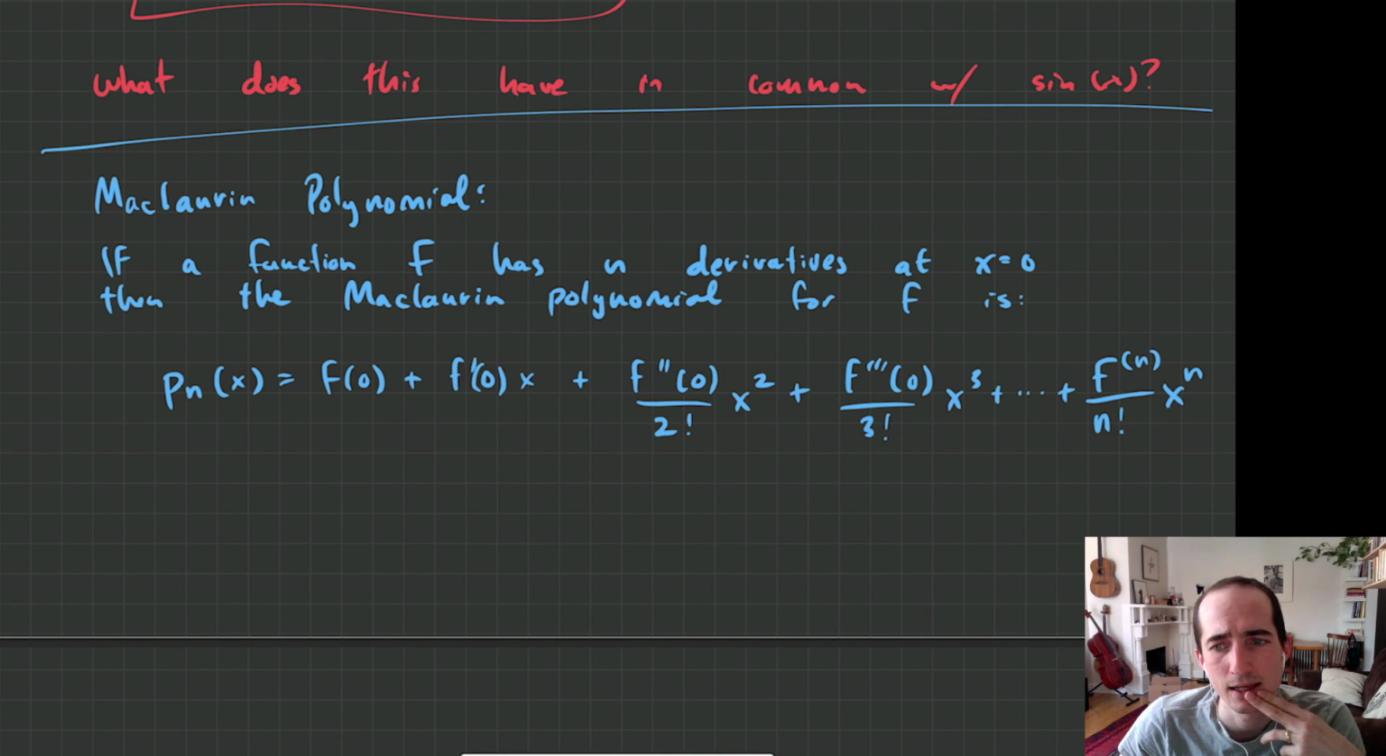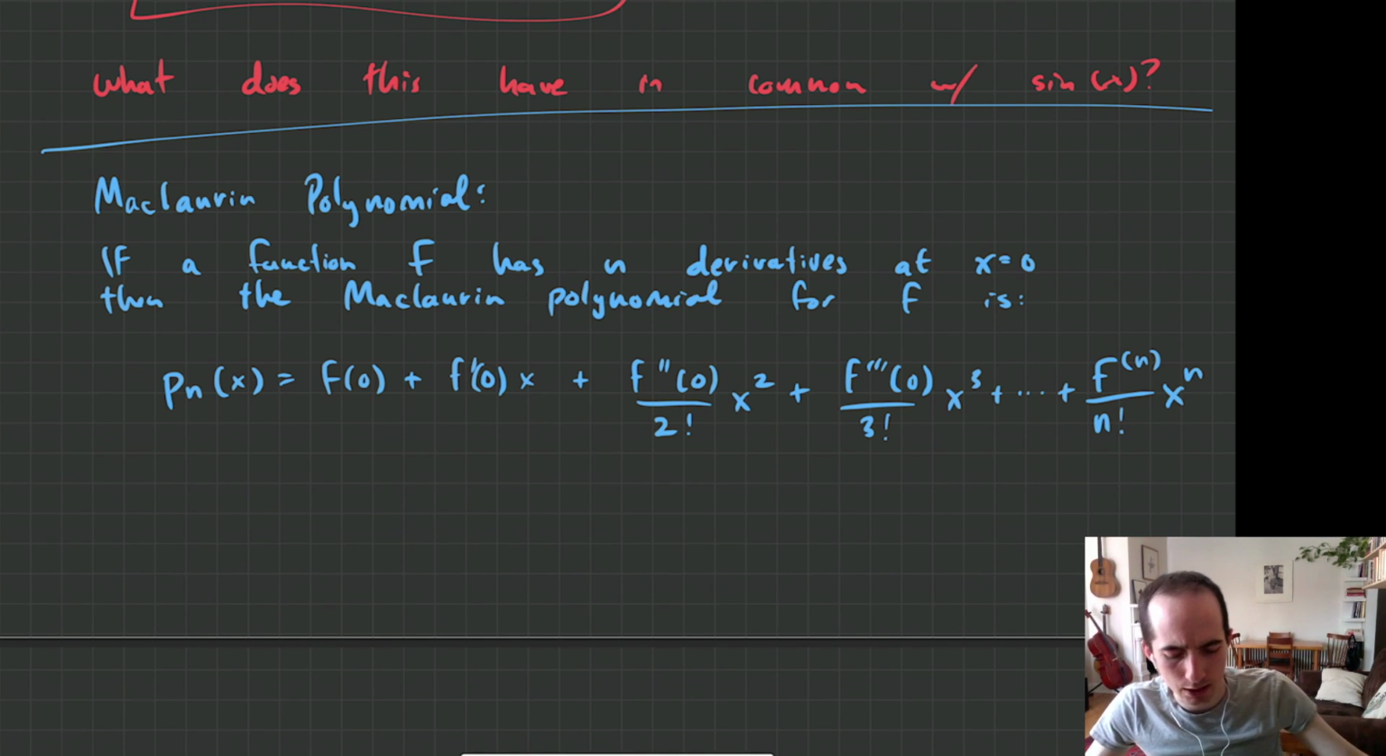And then tomorrow we'll talk about the Taylor series, and that's where things get a little more interesting. We'll learn that the Maclaurin polynomial is actually just a specific case of the Taylor series. So we'll leave it there. Are there any questions before I sign out?